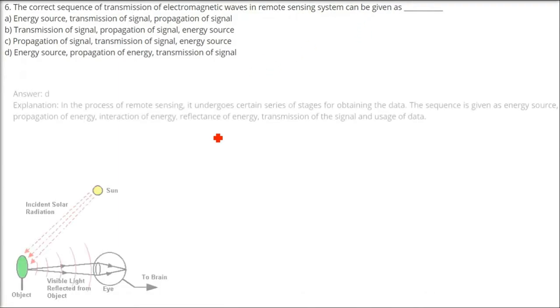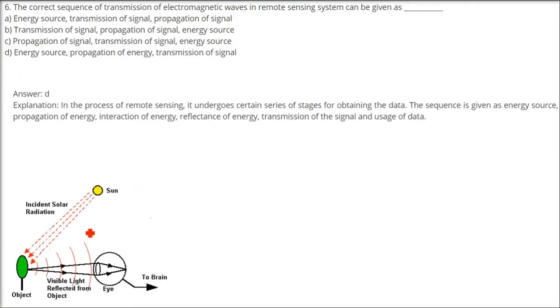The correct sequence of transmission of electromagnetic waves in a remote sensing system, as I told you earlier in the first question, but here I'll give you some other example. In the process of remote sensing, there are certain stages of getting the data and obtaining the output. So there is a sequence. We have an energy source. In this case, we have the sun as the energy source.